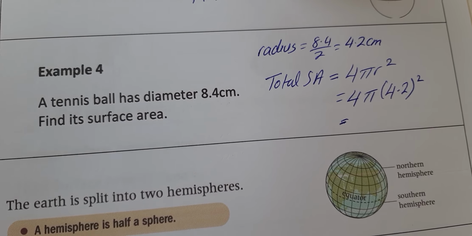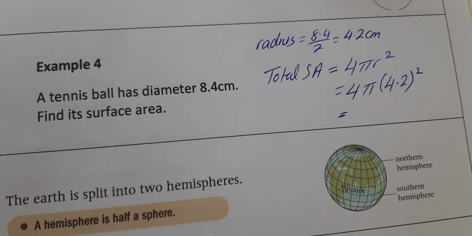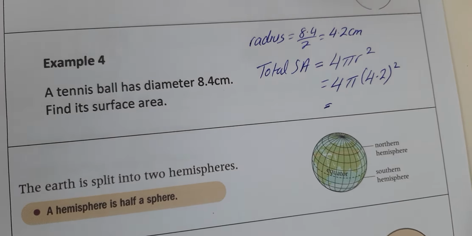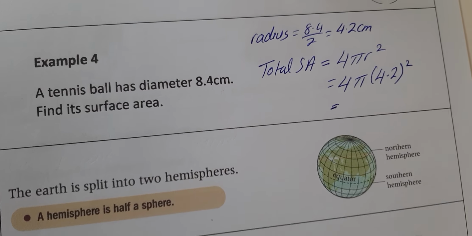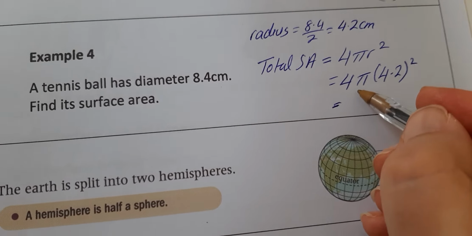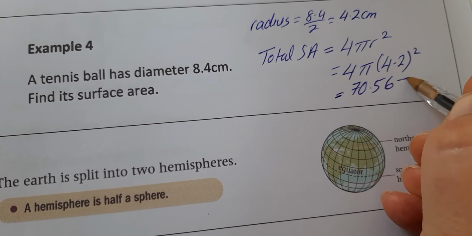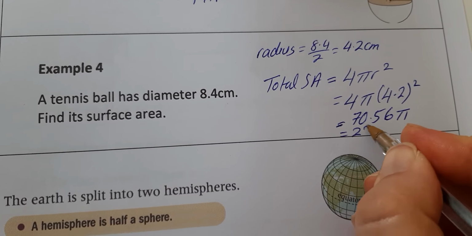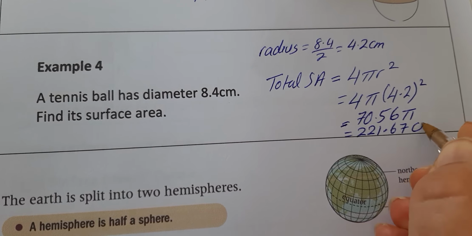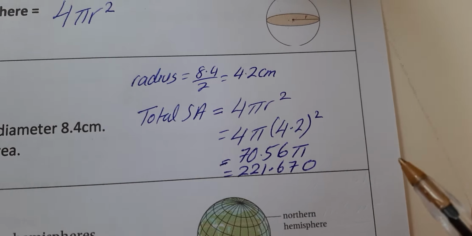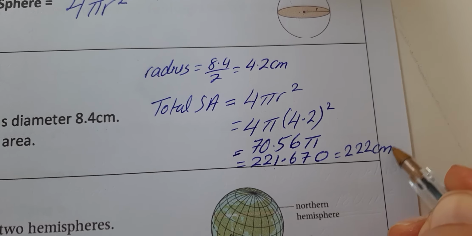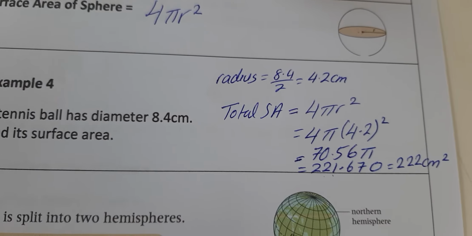Four times 4.2 squared. If you put that in your calculator, we'll come to 70.56 pi. Okay, which is 221.670, or to 3 significant figures, 1, 2, 3, is 222 centimeters squared. Cool.